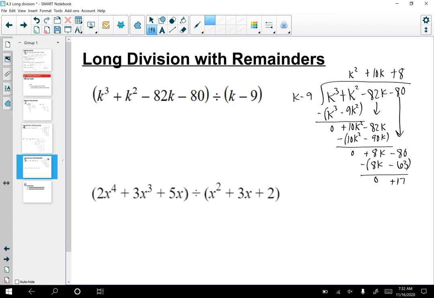Now I have nothing left to bring down, right? So I know I need to stop because k doesn't go into 17. So here I have k squared plus 10k plus 8 with the remainder.